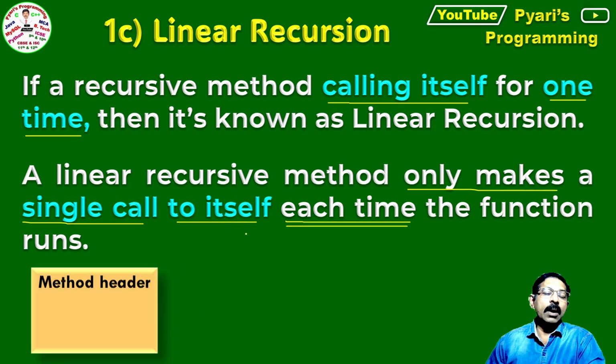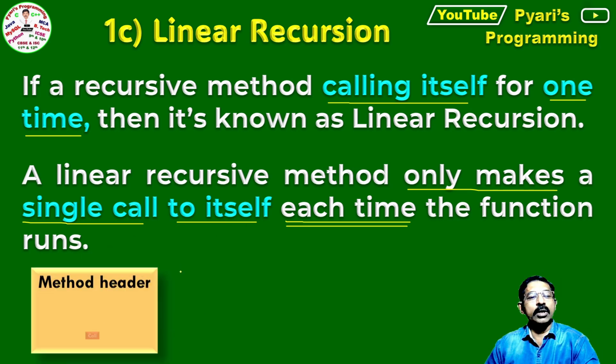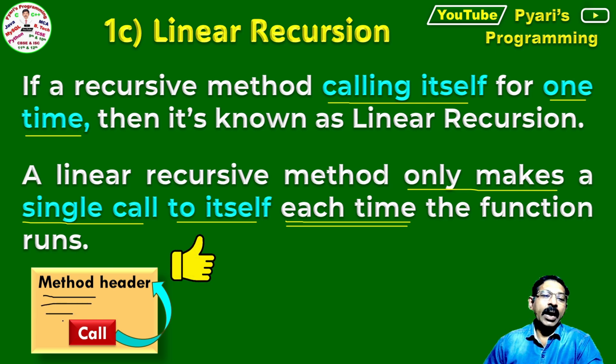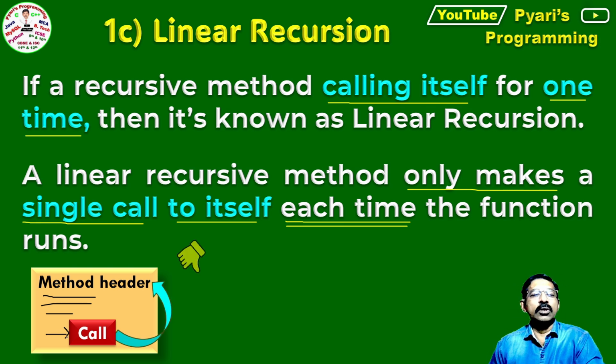So let's take an example. If this is my method definition, I am having this call. Till now we have studied this one. This call transfers the control to the header part. It is executing some of the statements inside it. Again, when it encounters this call, again it transfers the control to the header part. This is known as recursion. This much we have learned till now.